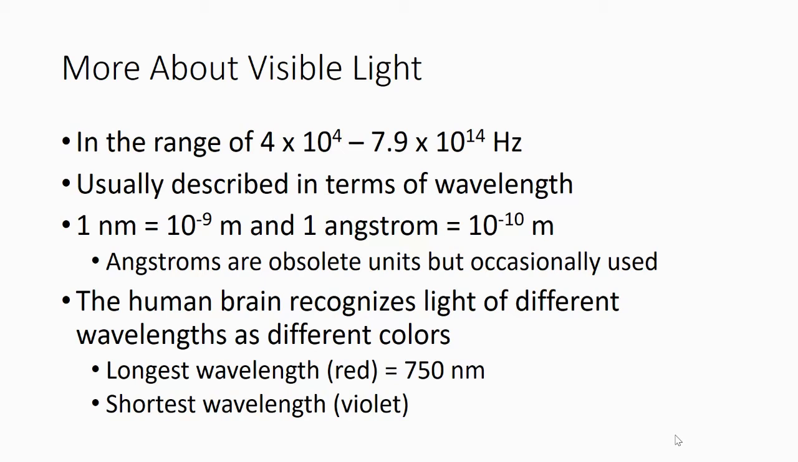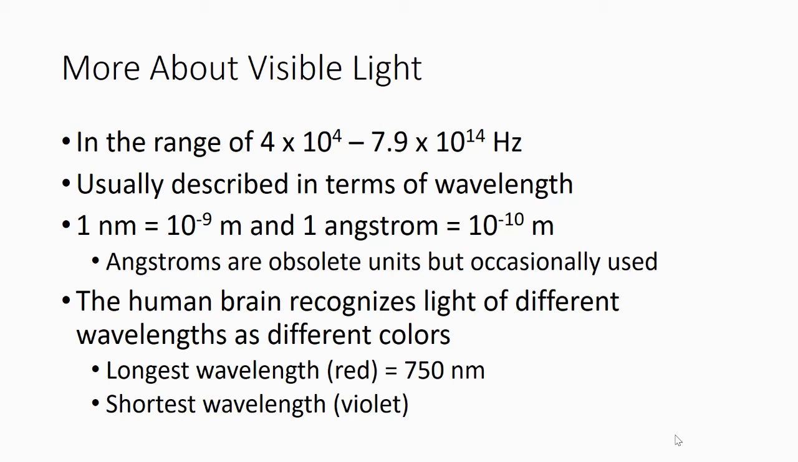A little bit more about visible light. There's the range for frequencies if you need that. Usually for visible light, or commonly, it is described in terms of wavelength. So 1 nanometer, which is 10 to the negative 9th meters, is equal to 10 angstroms. That's essentially an obsolete unit, but you may see that. The AP test probably wouldn't use that, but just in case you ever need to know.